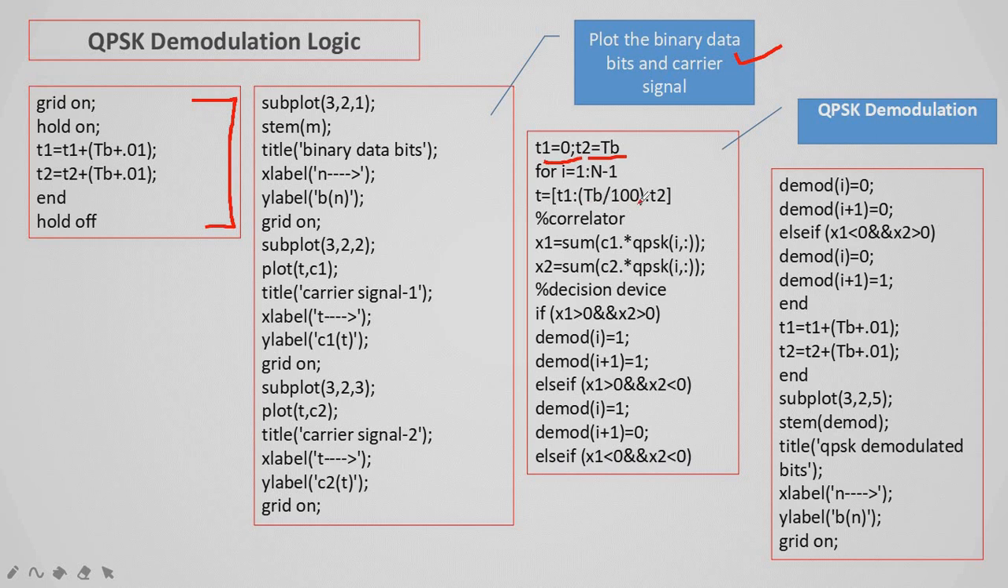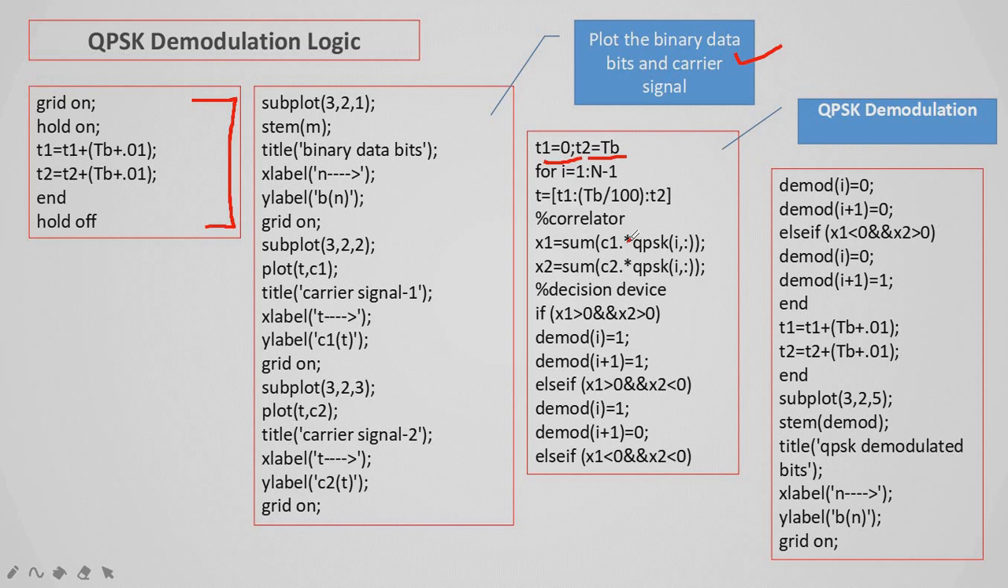So that means it is called coherent. Here we are synchronizing the time period, so it is called a coherent detector. So what is our x1? x1 is the sum of c1 into QPSK, and x2 is the sum of c2 into QPSK. This is a dot multiplication, meaning position to position multiplication.